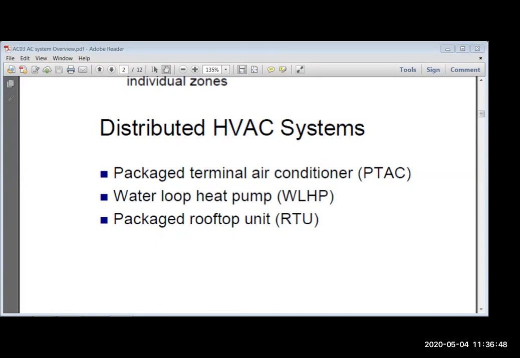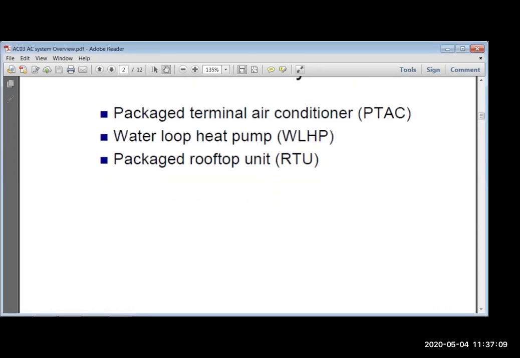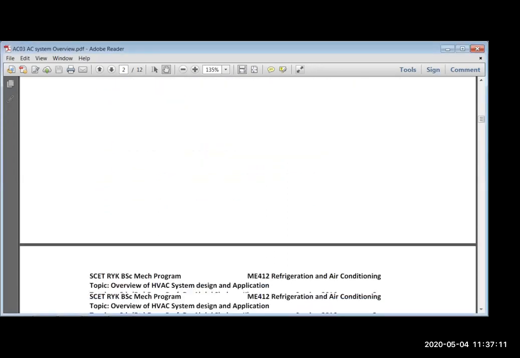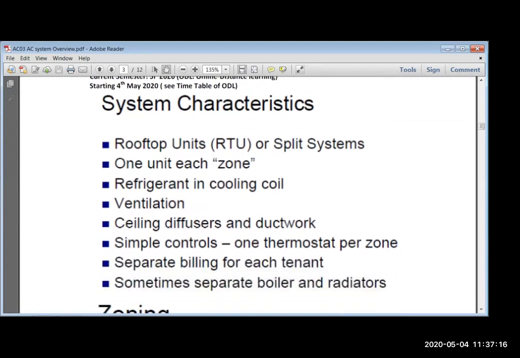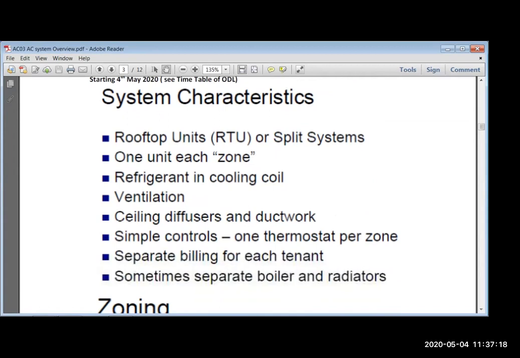Now, distributed HVAC system: packaged terminal air conditioner, PTAC. I showed the picture in the previous lecture. Water to be pumped, that is the chilled water system. I've shown you the pictures. Now, packaged rooftop unit, RTU, I showed in my previous lecture, with zone 2 and zone 1. Now, system characteristics of the RTU rooftop unit, which we have seen in the previous lecture.